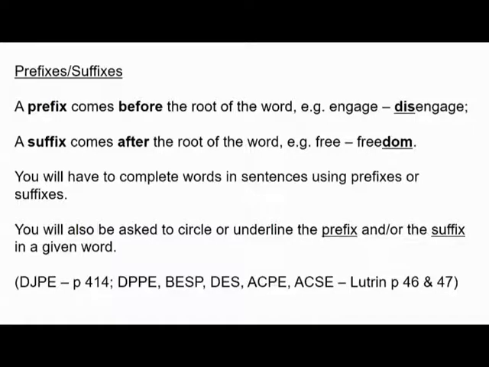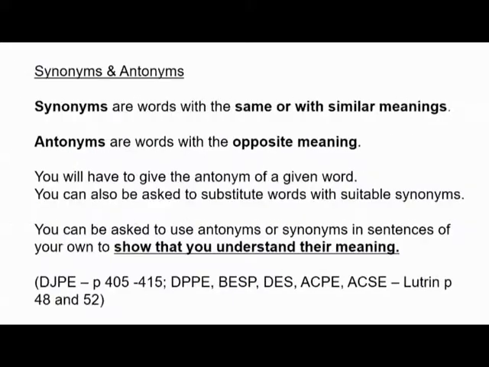You will have to complete words in sentences using prefixes or suffixes. You will also be asked to circle or underline the prefix and or the suffix in a given word. That exercises you will get on page 414 for the DJPE students, and the others will find it in their Lutheran books on page 46 and 47.